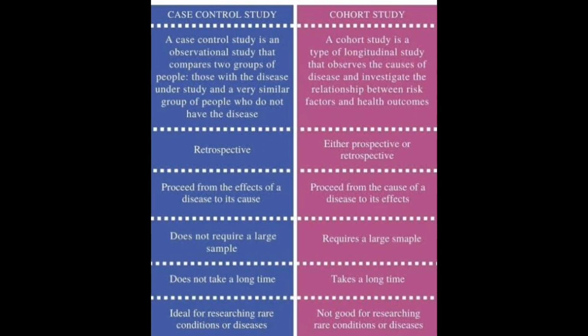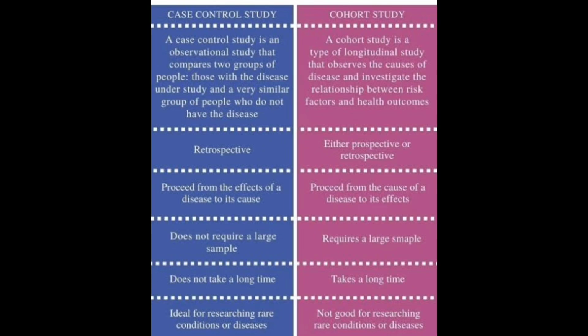So first differentiating point, observational study versus longitudinal study, disease versus non-disease in the case control. Cohort is a risk and relationship with health outcomes. Case control is retrospective, cohort study is retrospective or prospective. Case control study proceeds from effect to the cause, cohort study from cause to the effect. Now the last 3 points are a bit similar. If you know one point, you know the rest of it.